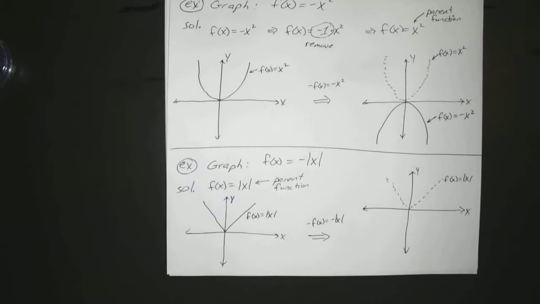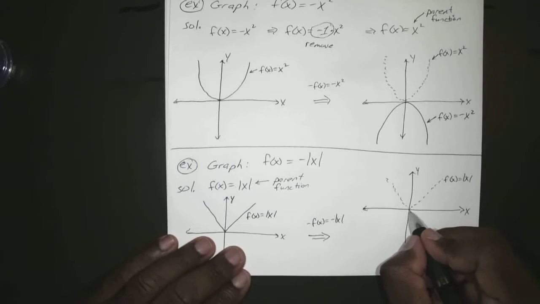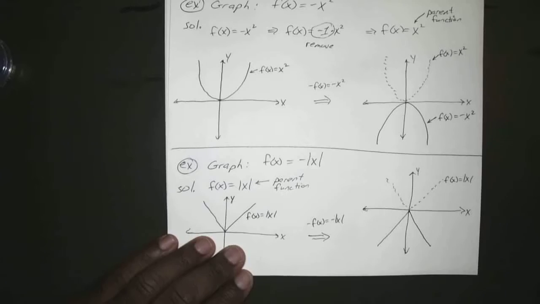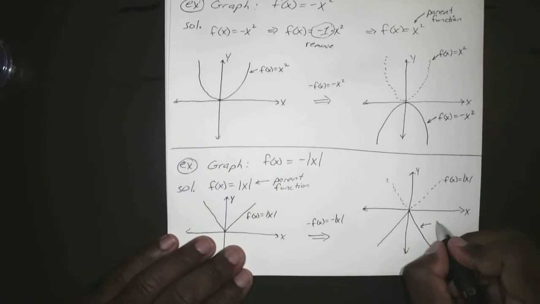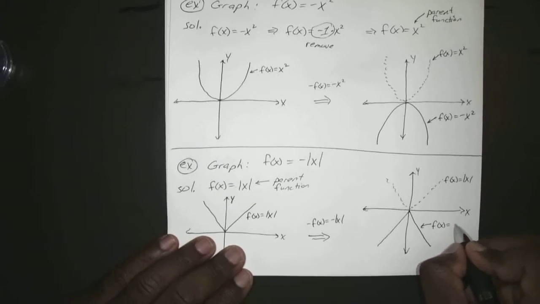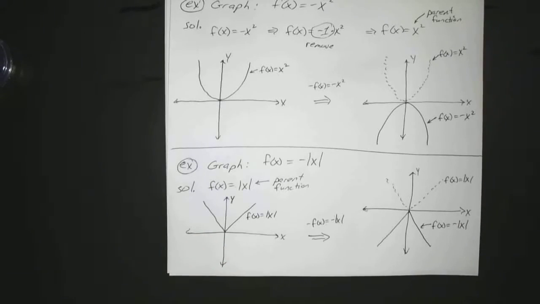Then if we just flip it over the x-axis, then that's our f of x equals negative absolute value of x. So the reflection or the reflective property is pretty straightforward. You're just going to flip it. Now if the negative's on the inside, then we're going to flip it across the y-axis. And we'll do a couple of examples of that one.